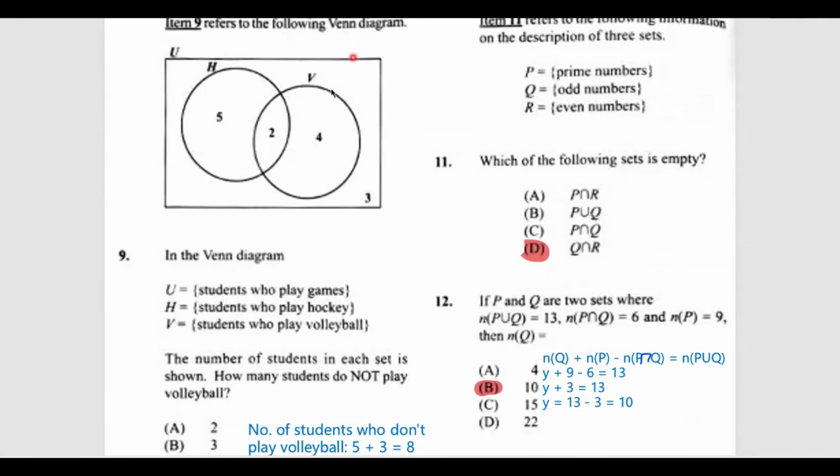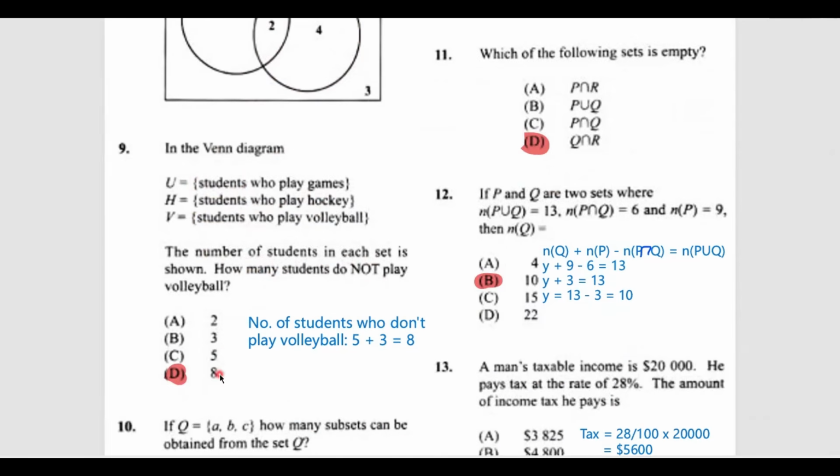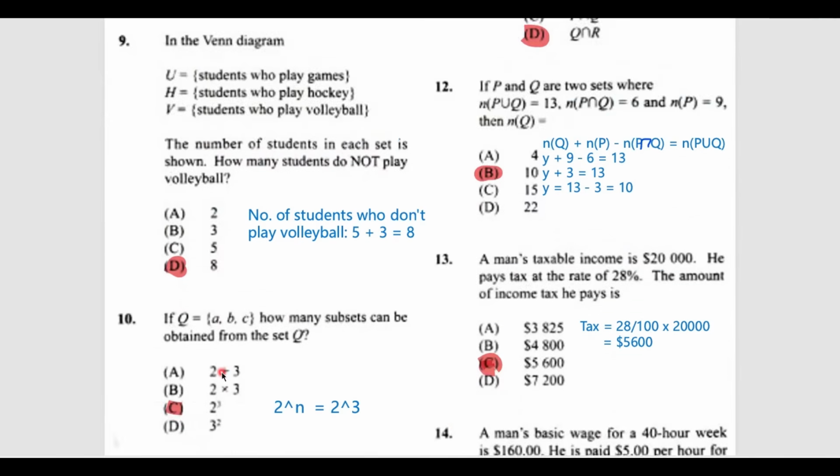Number 9, refer to the following Venn diagram H and V. H, students who play hockey. V, students who play volleyball. Use these students who play games. The number of students in each set is shown. How many students do not play volleyball? Well, the students who do not play volleyball will be those who do not belong to the circle or the set containing volleyball members, right? So it'll be what? 5 add 3. They are outside of the volleyball circle to give you 8. Okay, so that's D as in dog.